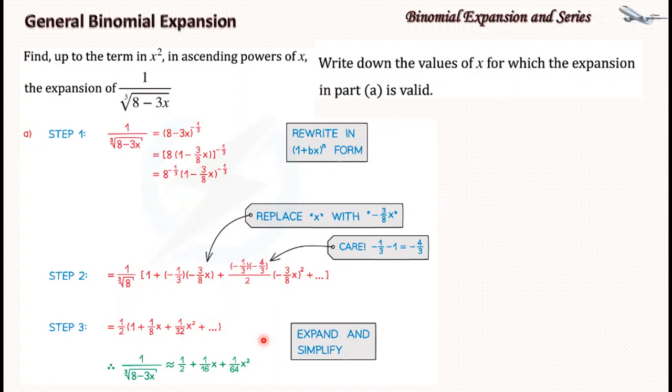So what is the validity for this expansion? To get the validity, let us come back to this form here. So we have 1, this is the general binomial expansion form, 1 minus 3 over 8x. So the absolute value of minus 3 over 8x should be less than 1. Okay, so minus 3 over 8x, absolute value should be less than 1, and the absolute value of x should be less than 8 on 3. So you can write it as minus 8 over 3 less than x less than 8 on 3.